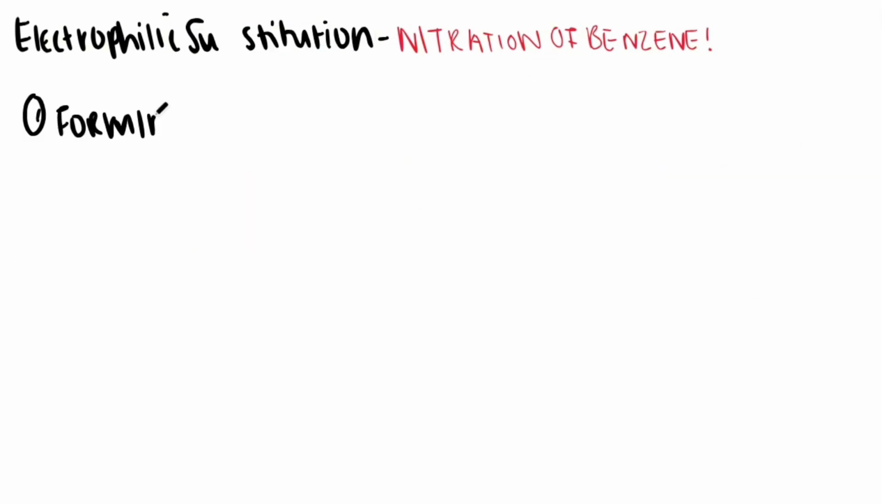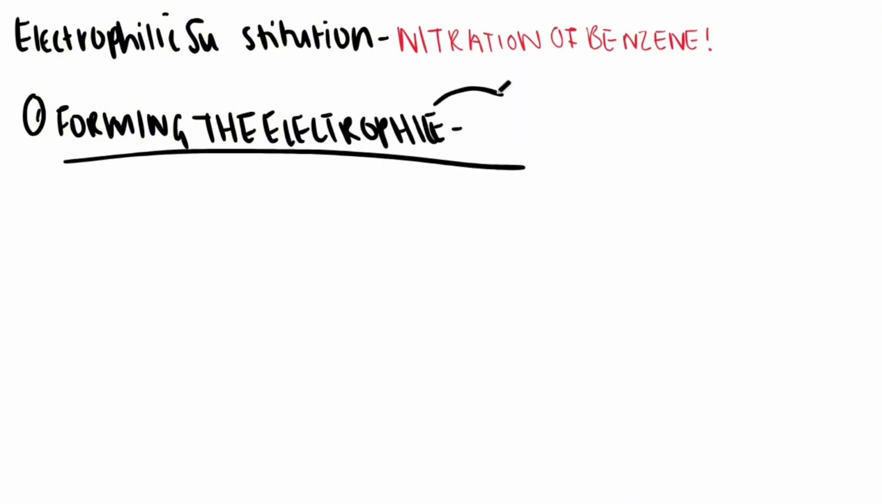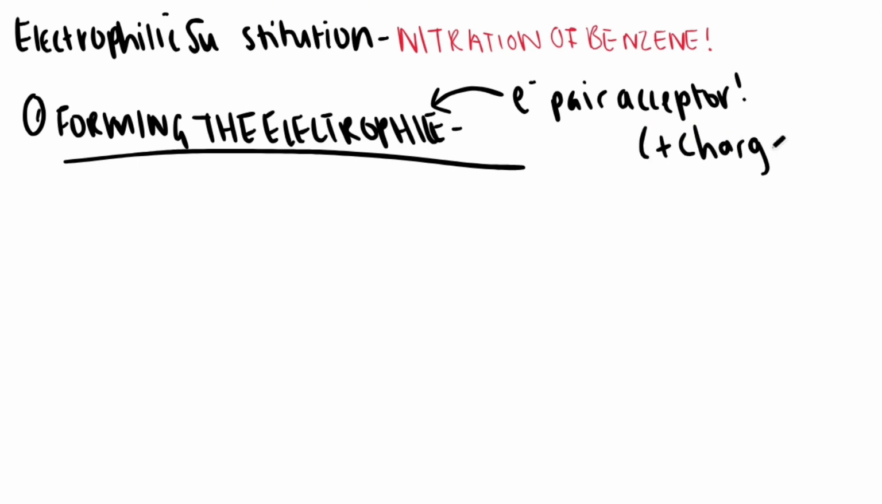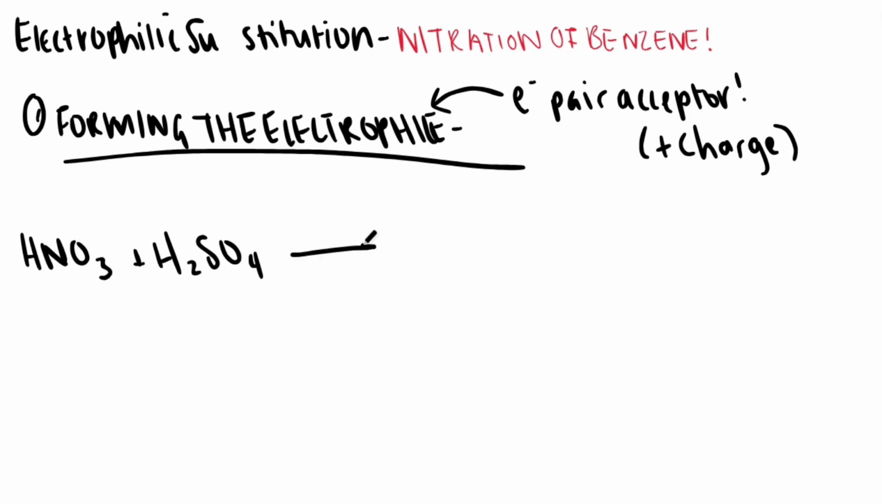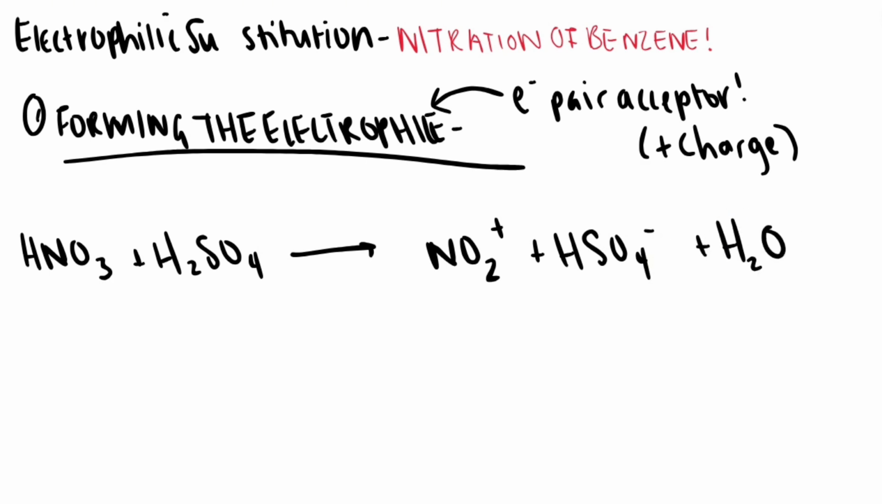Now the first step to the nitration of benzene is forming the electrophile. Remember, an electrophile is an electron pair acceptor. It's got a positive charge, so it can accept that negative charge from the electrons. Because remember, opposites attract. So we have concentrated nitric acid and concentrated sulfuric acid. These react when warmed to form a nitronium ion, HSO4- and water. This nitronium ion is going to be our electrophile for the reaction, because it has a positive charge and it can accept an electron pair.